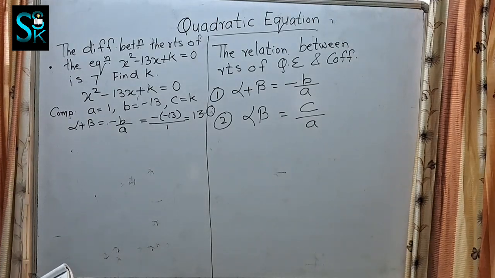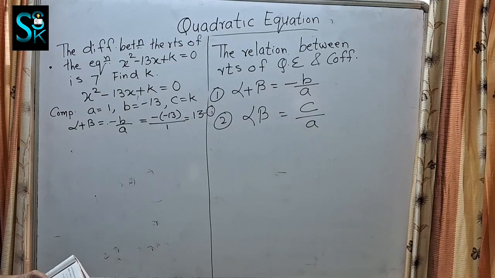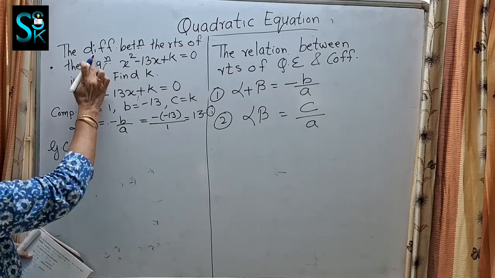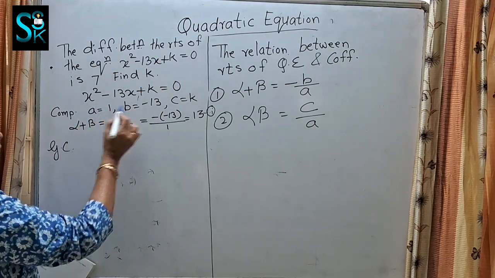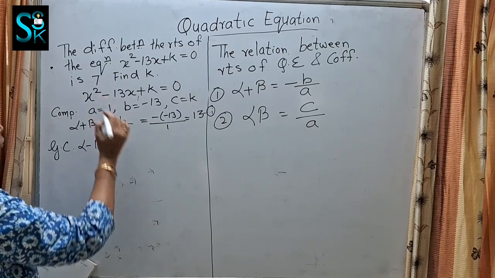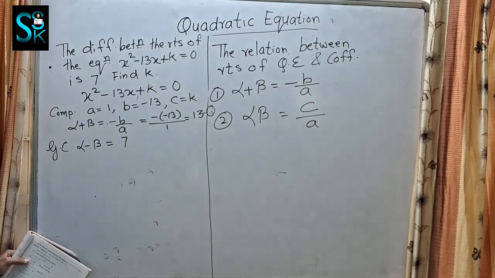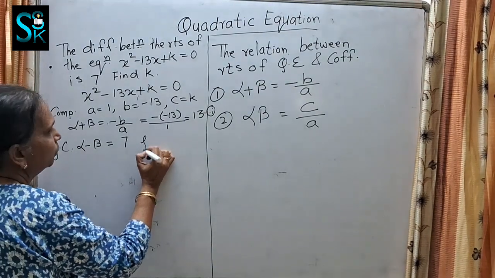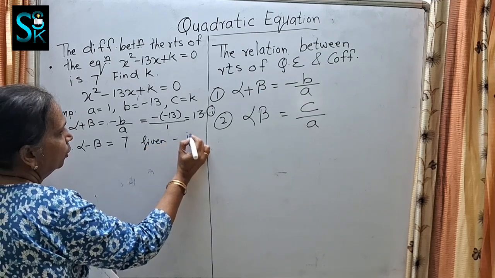Okay. Now we are just going to find out what they have given as per the given condition. They have said the difference between the roots. So if alpha and beta are the roots, alpha minus beta, the difference between the roots of the equation is 7. That has been mentioned. Alpha minus beta is 7. That is given to you. That is your equation 2.